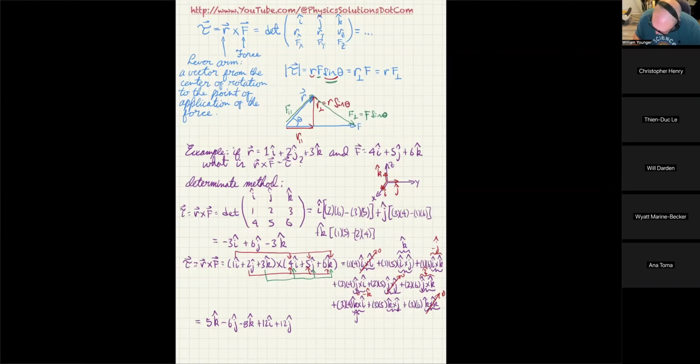3 times 5 is 15, but k hat cross j hat is actually negative i hat. So this one's negative i hat, which I will write with my red. Negative i hat for k hat cross j hat. So k hat cross j hat is negative i hat. So in this case, it's going to be negative 15 j hat.